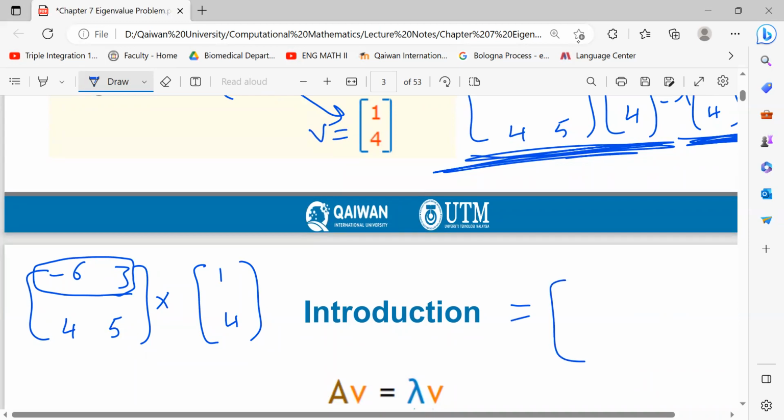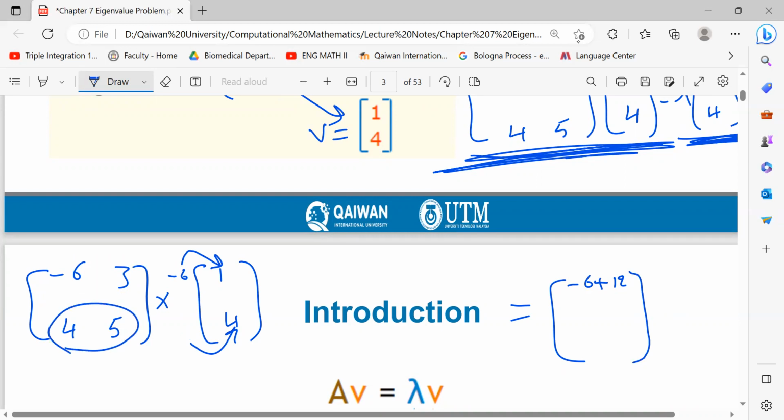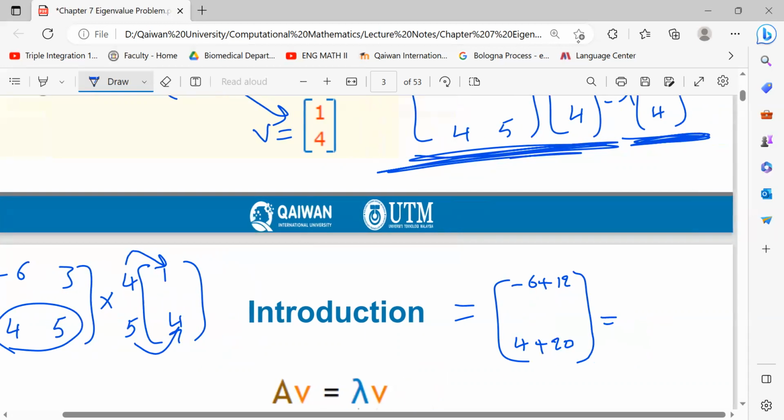This equals, let's write it as a column here: -6 times 1 is -6, plus 3 times 4 is 12. As we have only one column, it's like this. Then we take the second row, 4 and 5, and multiply by the second matrix: 4 times 1 is 4, 5 times 4 is 20. This equals 6 and 24.